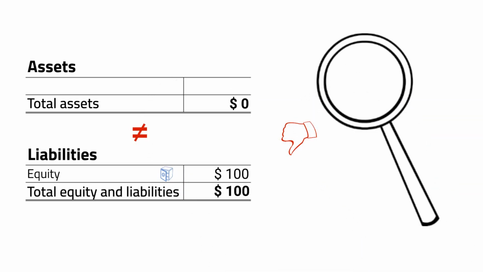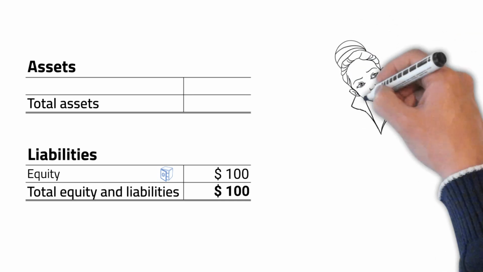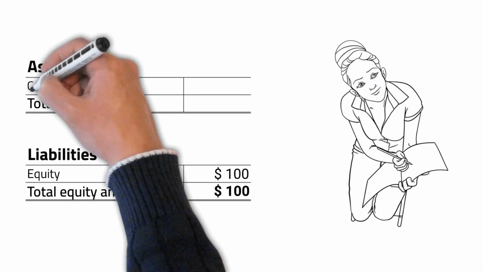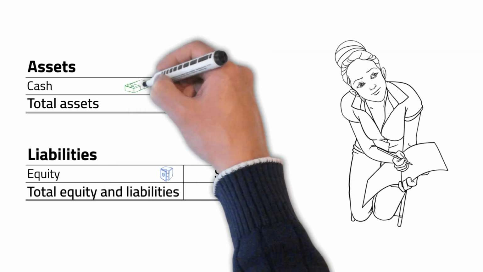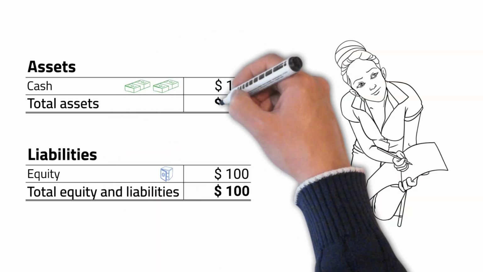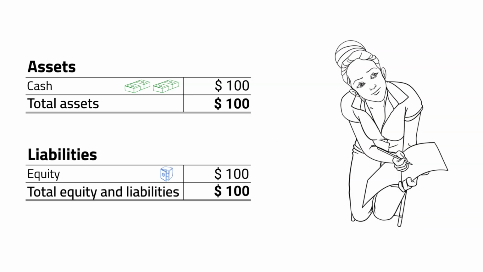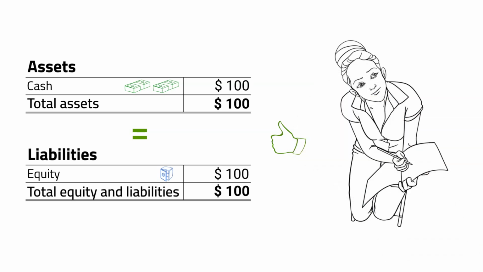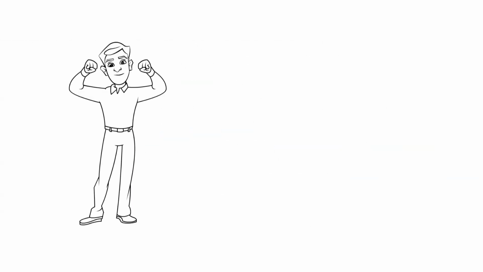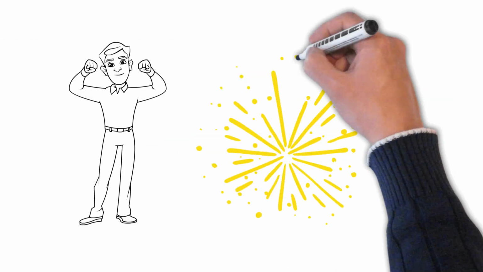Why? Because the $100 contribution needs to be recorded as a resource the business owns. This resource or asset is cash. Now, assets 100 in cash, equity 100. The balance sheet balances because every dollar of equity is matched by an equivalent asset. This simple example shows the basic structure of the balance sheet. Wow! Now we have balanced our first balance sheet. Well done!